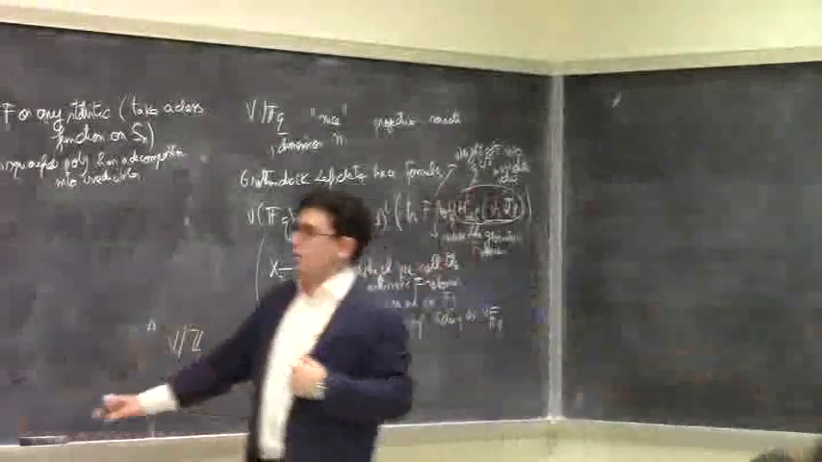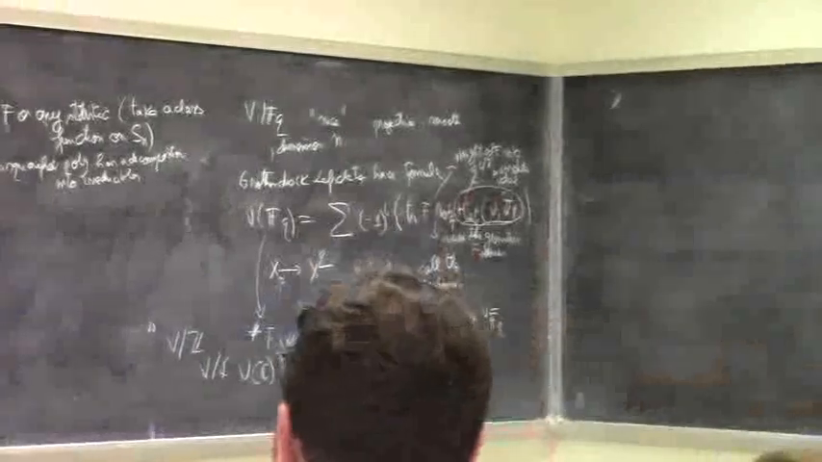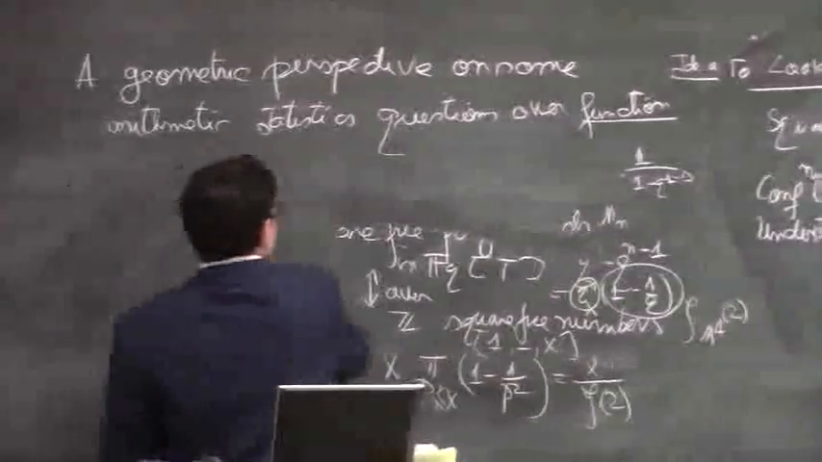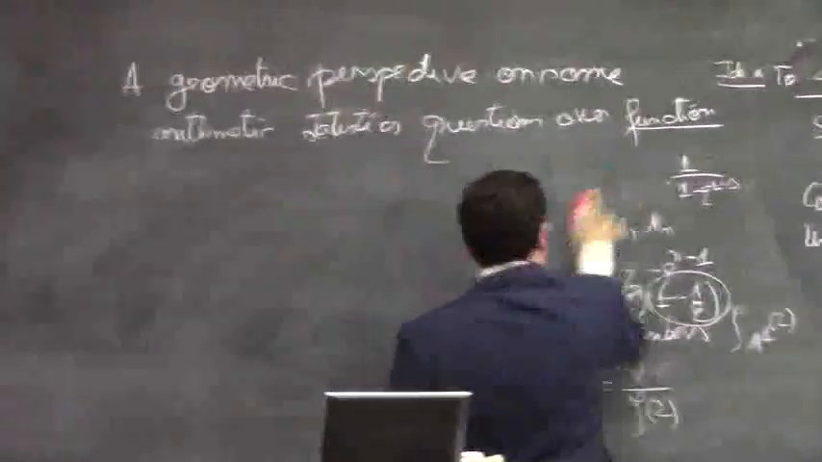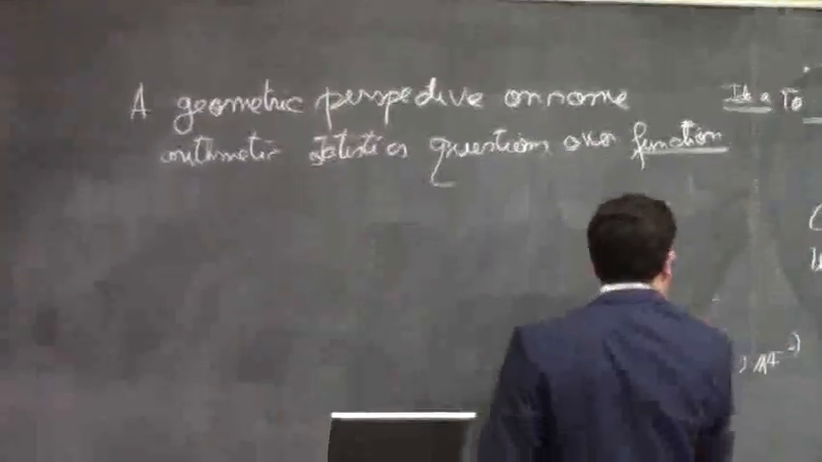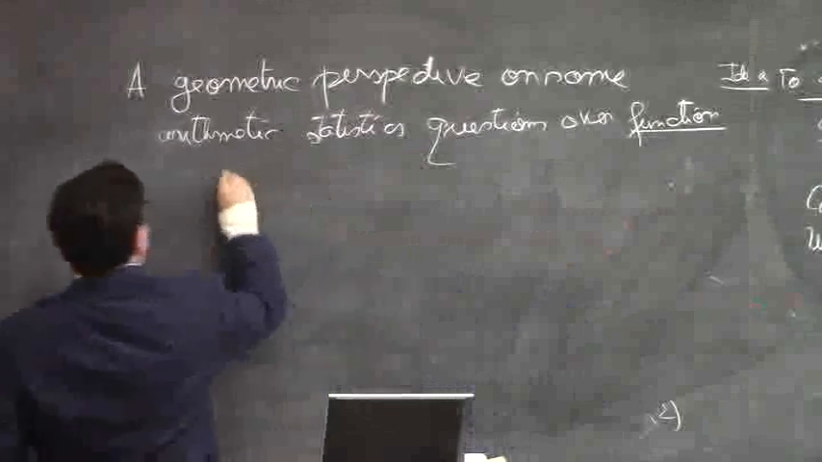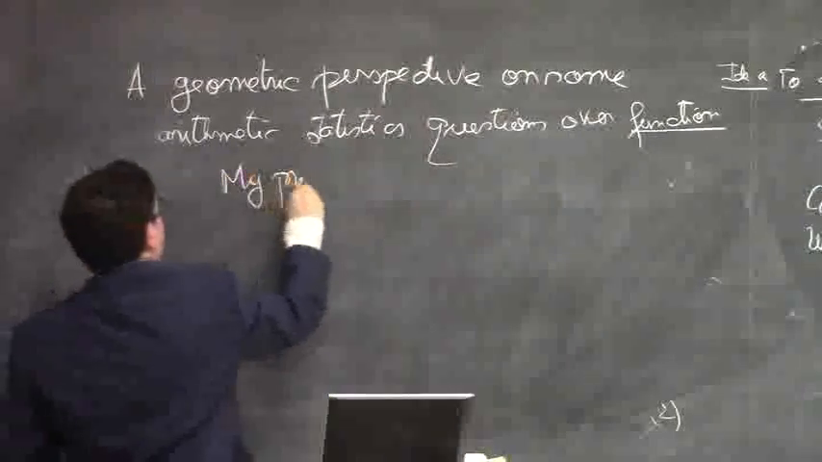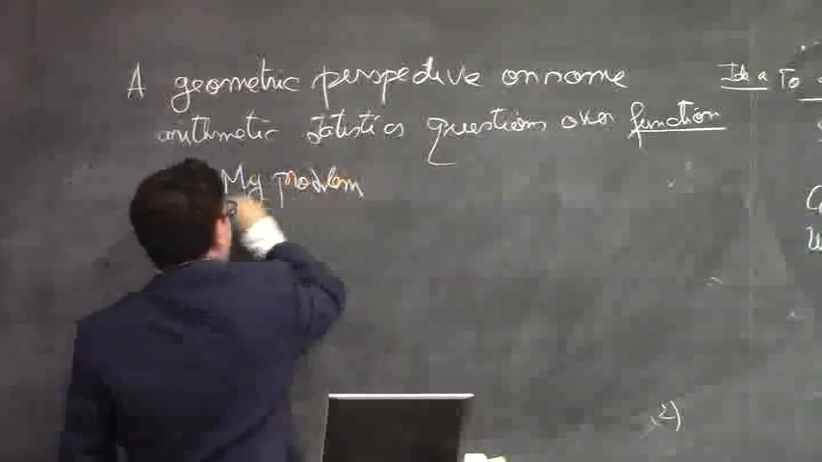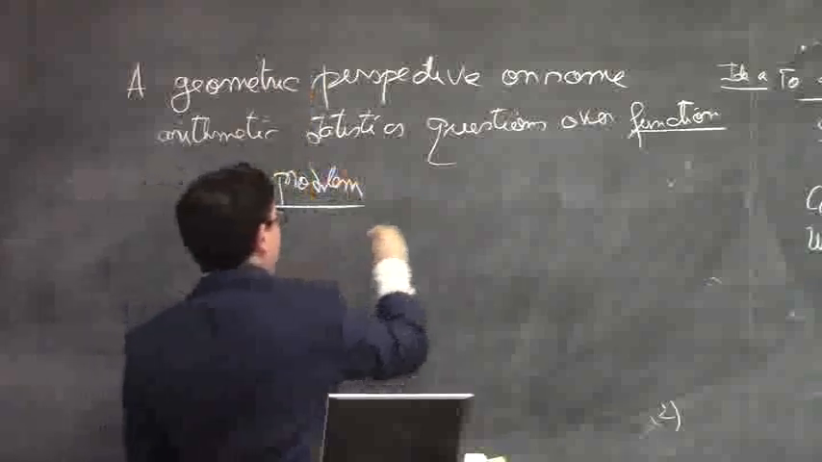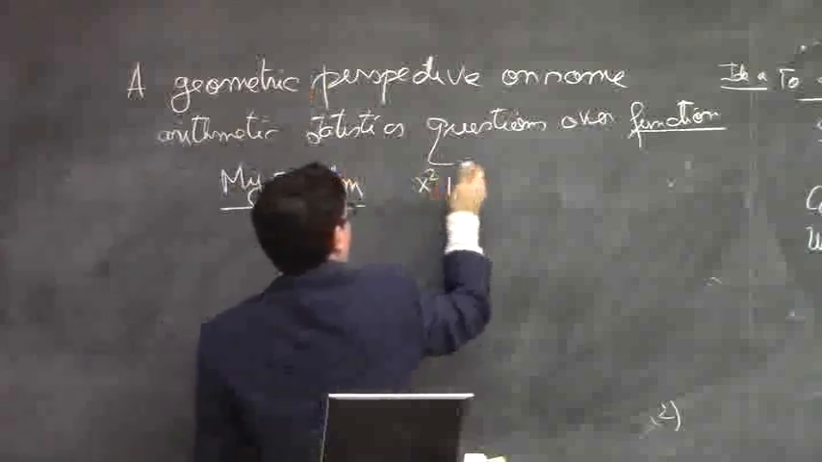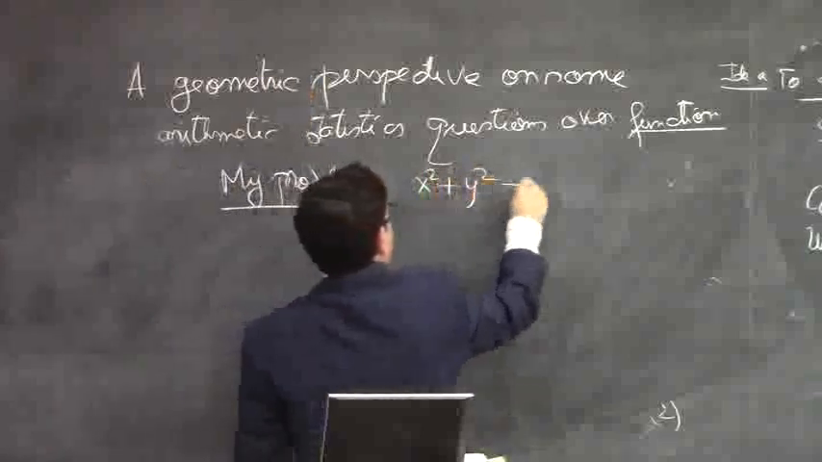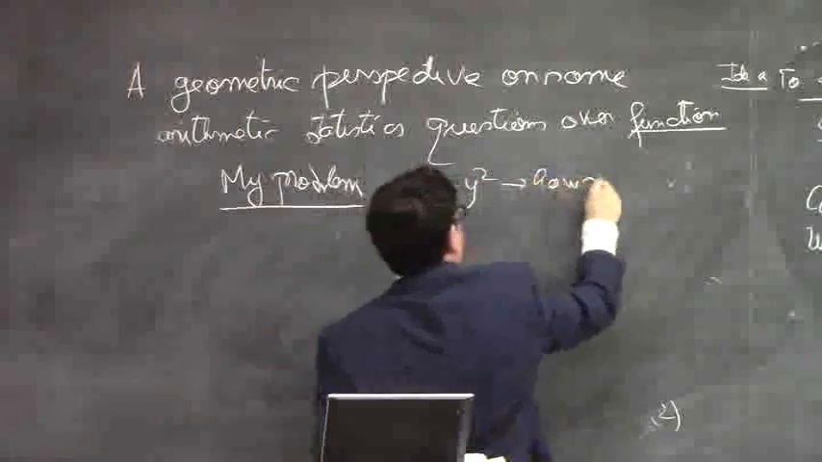So let me tell you about my problem and what you can do with the same kind of machinery. The starting point is the following problem: we have x, and we want to see how many integers can be written as a sum of 2 squares. So how many?